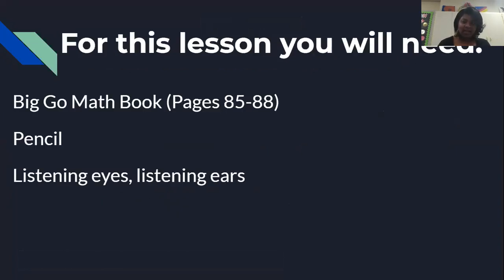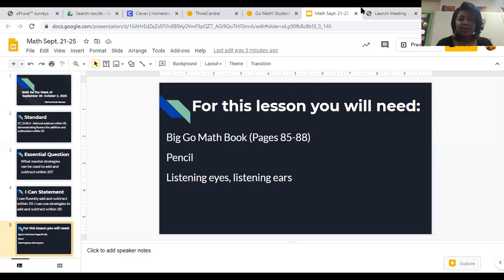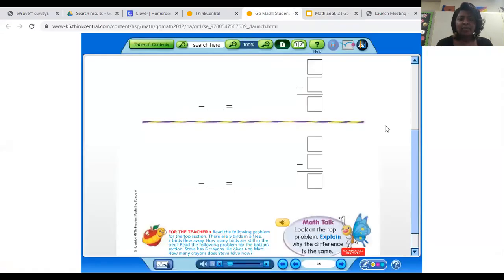And for this lesson, you're going to need your BitGo math book, and we're going to be working from pages 85 to 88, your pencil, your listening eyes, and your listening ears. So let's get our books, and we are working on page 85. The first thing that we're going to do is listen and draw.